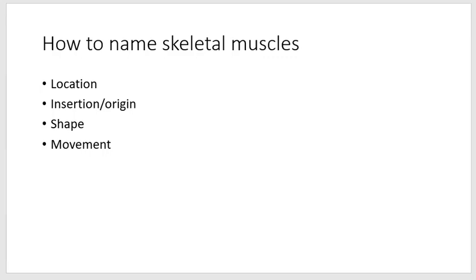So all your skeletal muscle, the major function of skeletal muscle is to get shorter or to contract. So when you contract that muscle, the bone that moves is the insertion. The one that doesn't move is the origin. We can also name it based on the shape or the type of movement that it does.